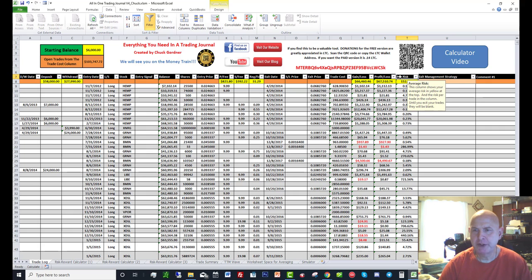This is your average risk column. This column shows your average risk in yellow at the top and the risk per trade in the column. Until you exit your trades, they will be blank. This is an exit management strategy column. It also has a drop-down list. Use the column to keep track of what exit strategies you use to exit this trade.